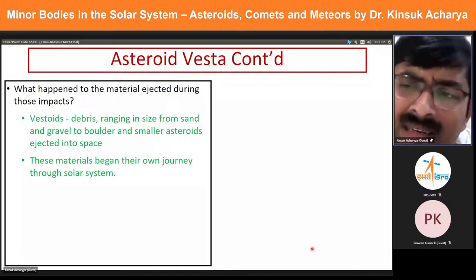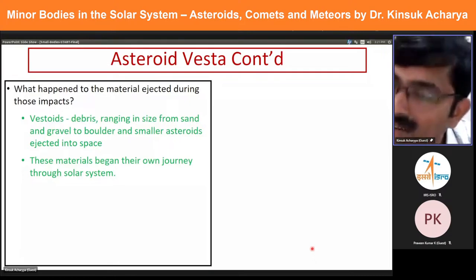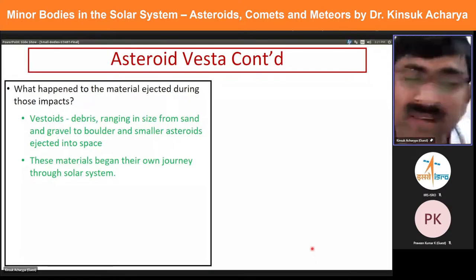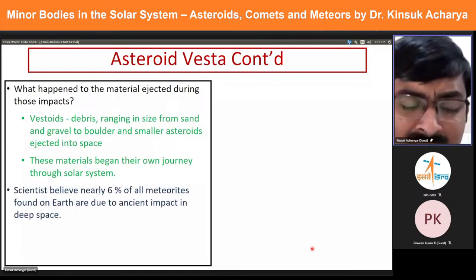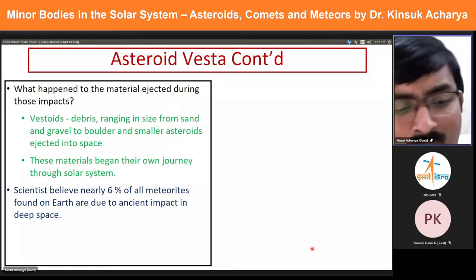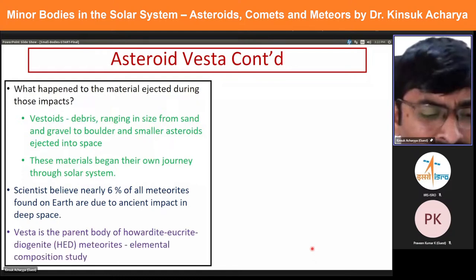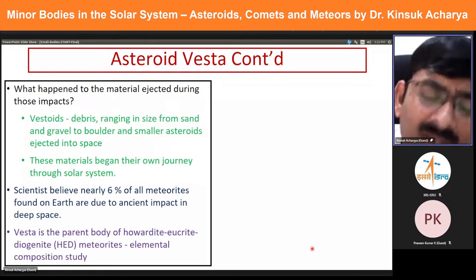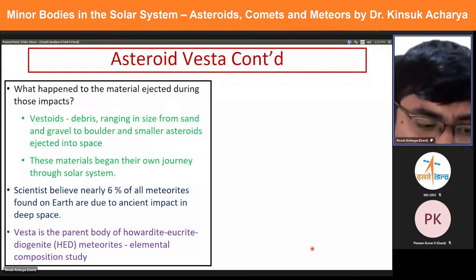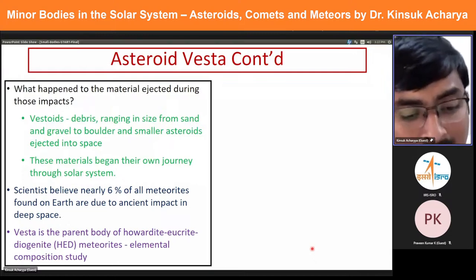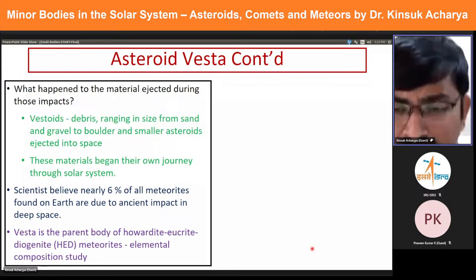And this material then can have their own journey in the solar system. Basically, some of them can hit Earth, and some of them can hit Mars, and things like that. So scientists believe that nearly 6% of all meteorites found on Earth are due to ancient impact in deep space. And not only that, for Vesta, by studying the isotopes, you can actually identify Vesta as the parent body of the HED meteorites, which is a class of meteorites.